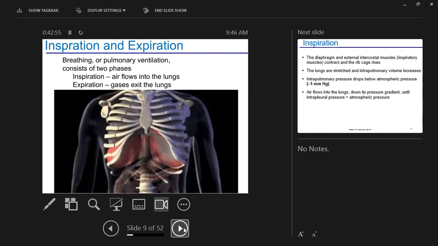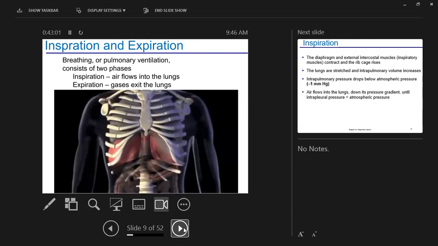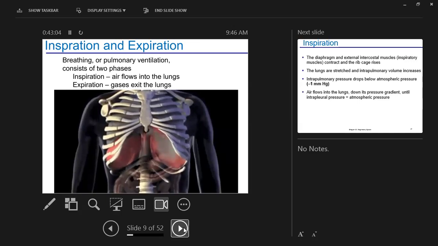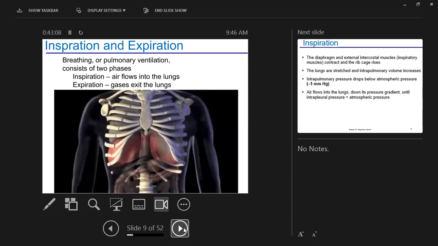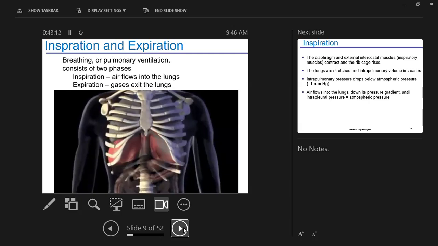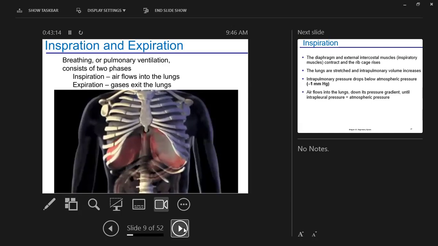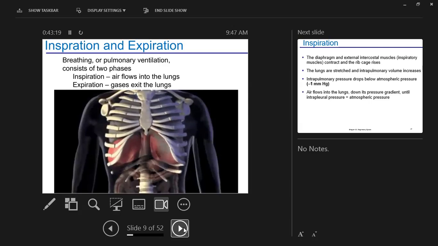So we have inspiration. And now you'll notice that when we inhale air, the ribs are going to rise. The intercostal muscles are going to contract, raising the ribs. At the same time, the diaphragm here, you don't see much of the diaphragm. I think they left the diaphragm off the illustration here.